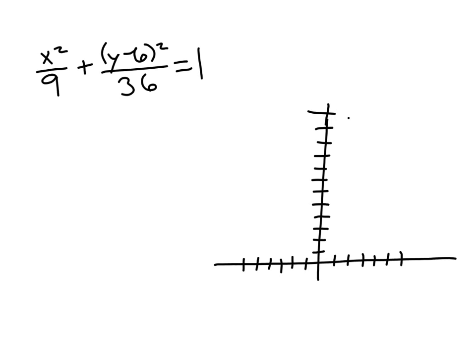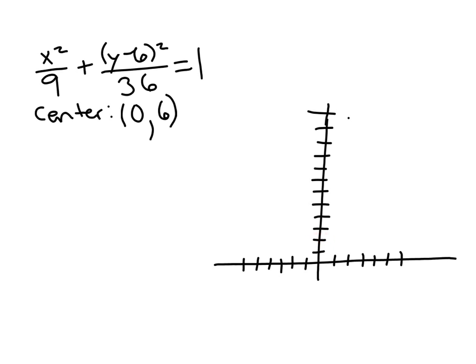So now you've got an ellipse centered at, so if you think of this as x minus h right here, then the h is 0. So the x coordinate for the center is 0. And if you look at this as y minus k, then k is 6. It's always the opposite sign. So I see minus 6. This thing is centered at 0, comma, positive 6.